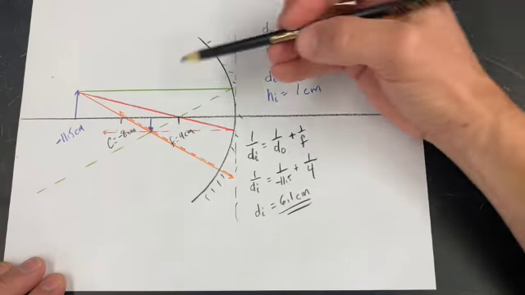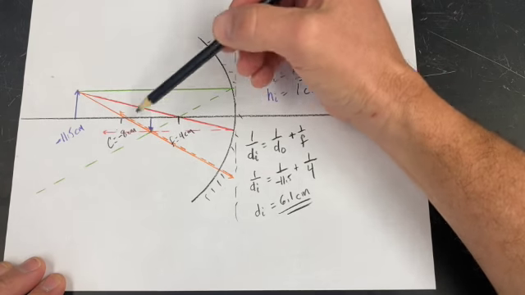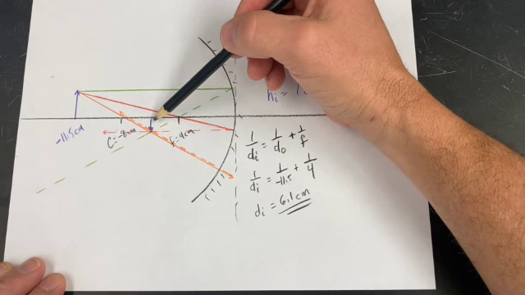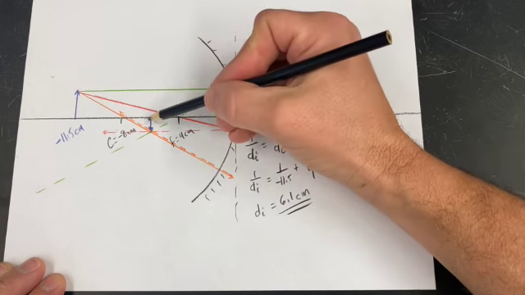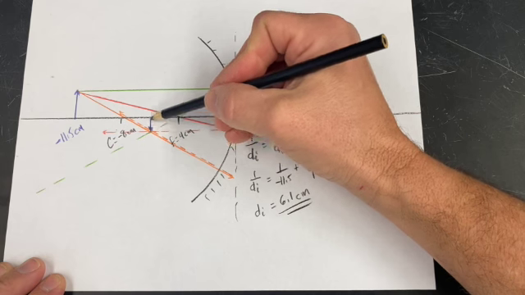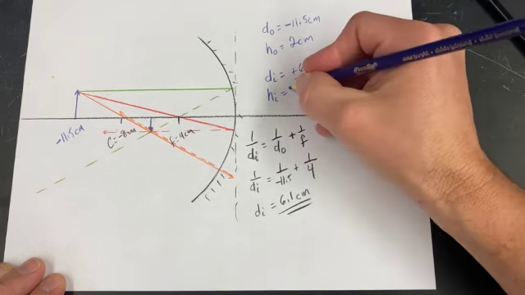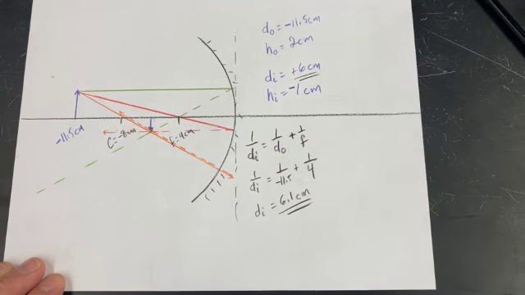If I end up with an image on the reflected side, it is going to be a real image, and I can produce that on a screen. It is an inverted image and smaller. Okay, and I failed to do this. So the image height is negative 1 centimeter. So check that, negative 1 centimeter.